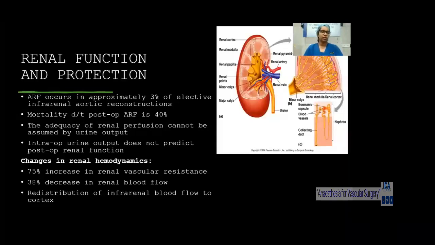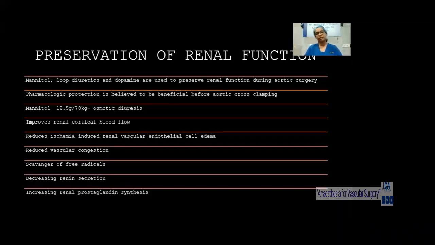So acute renal failure occurs in approximately 3% of elective infrarenal aortic reconstructions, with a mortality rate of around 40% in post-operative ARF. The adequacy of renal perfusion cannot be assumed by the urine output alone. The changes in renal hemodynamics are a 75% increase in renal vascular resistance and a 38% decrease in the renal blood flow. How we preserve the renal function is by using pharmacological methods that include mannitol, loop diuretics, and dopamine.